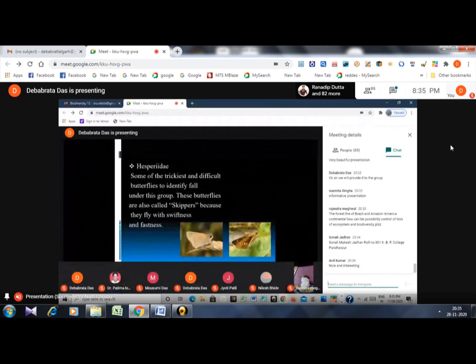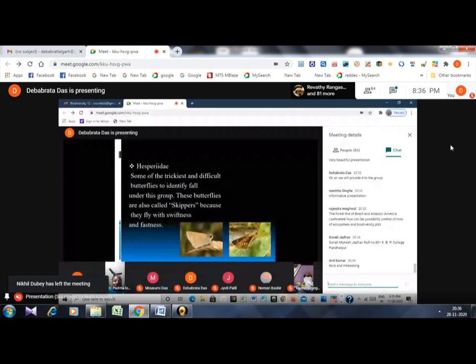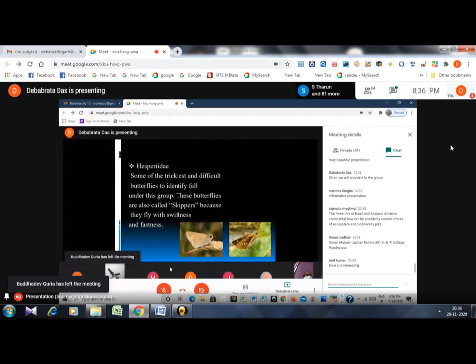You can't identify these butterflies from a far distance. You have to see the white spots on their wings and then identify them. And these butterflies look like moths. That's why many butterfly watchers are confused by them. But you have to be very careful about these butterflies.